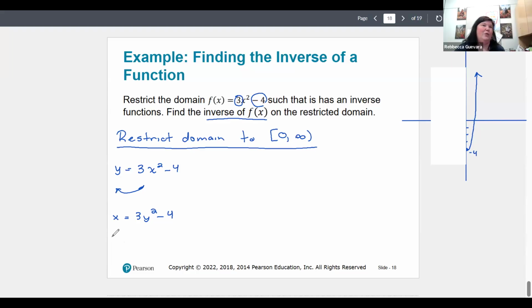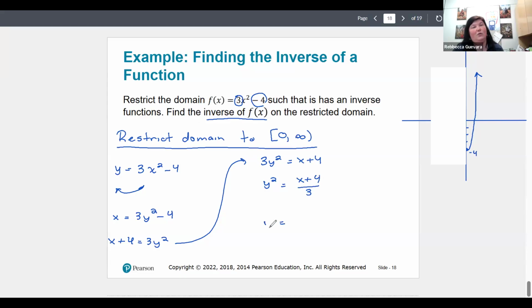So if we solve that for y, we're going to get x plus 4 equals 3y squared. We divide by 3, and we get y squared is equal to (x plus 4) over 3. And then y would be plus or minus the square root of (x plus 4) over 3.